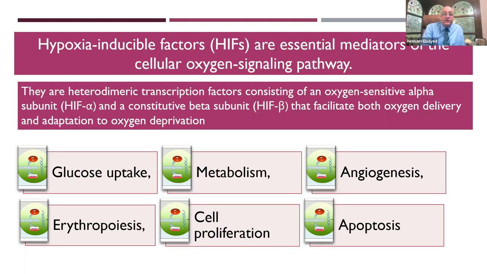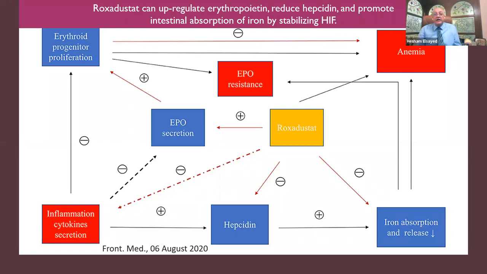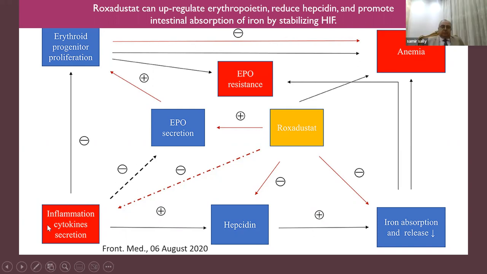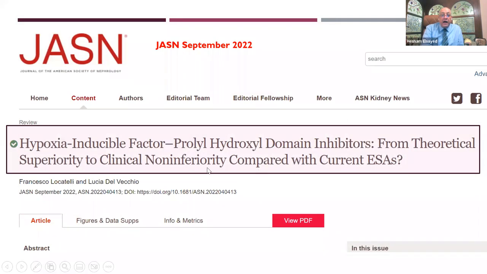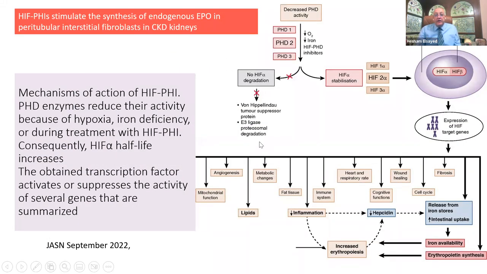So hypoxia induces a larger amount of hypoxia-inducible factor by inhibiting the prolyl hydroxylase, which naturally destroys the molecule. Roxadustat and the other molecules can also control cytokines, lower hepcidin, and improve iron absorption. From theoretical superiority to clinical non-inferiority, the new hypoxia-inducible factor drugs introduced in the market and launched in Japan, China, and some other countries can increase the production of internal erythropoietin directly from the kidney, at a supraphysiologic dose, as well as from the liver and others.